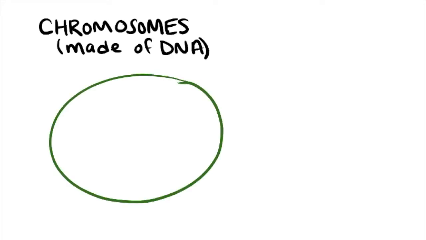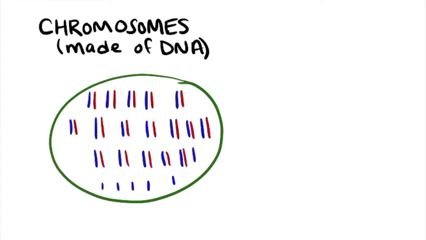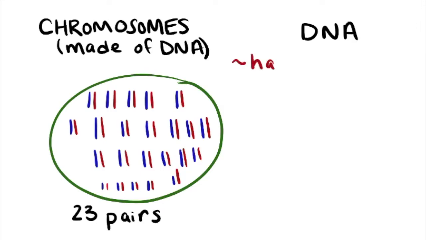If you zoom in and look inside of the cell, in the nucleus, you find DNA is organized in chromosomes. So chromosomes are made out of DNA. Inside every human cell, there are 23 chromosome pairs. So the reason that they're paired is because one comes from your mother and one comes from your father.